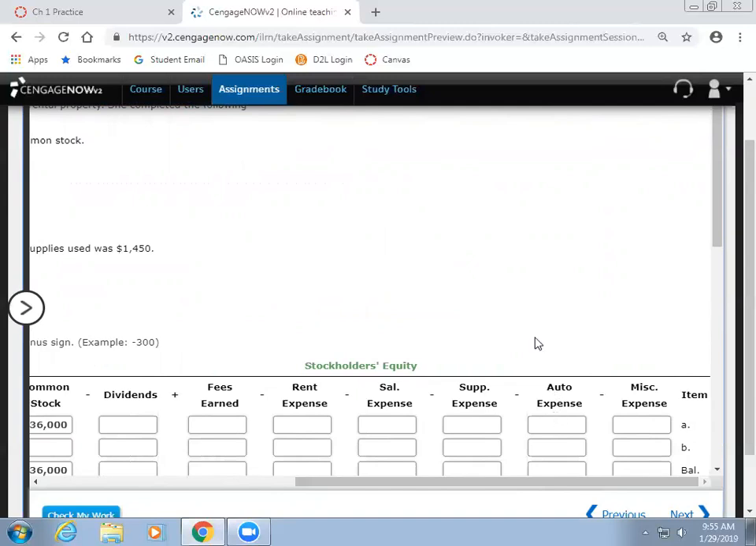So we're actually going to have 3 accounts affected in this transaction. Cash is going to go down for the full amount, both expenses we paid. But then we're going to log automobile and miscellaneous as separate expenses. So this is a good example of how you can have more than 2 accounts being affected by one transaction.